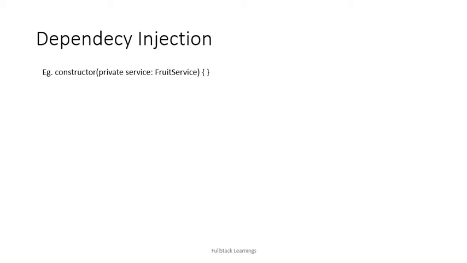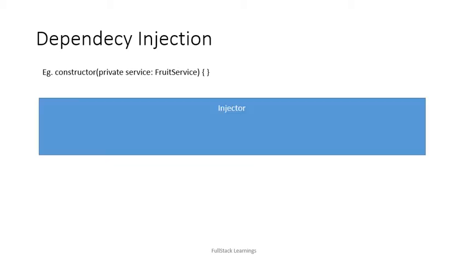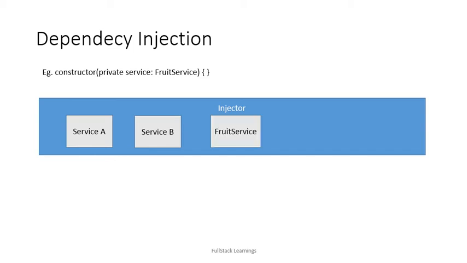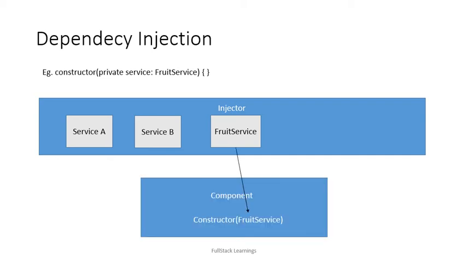When Angular creates a component, it first asks an injector for the services that the component requires. An injector maintains a container of service instances, let's say service A, service B, and fruit service, that it has previously created. If a requested service instance is not in the container, the injector makes one and adds it to the container before returning the service to Angular. When all requested services have been resolved and returned, Angular can call the component's constructor with those services as arguments. This is dependency injection.